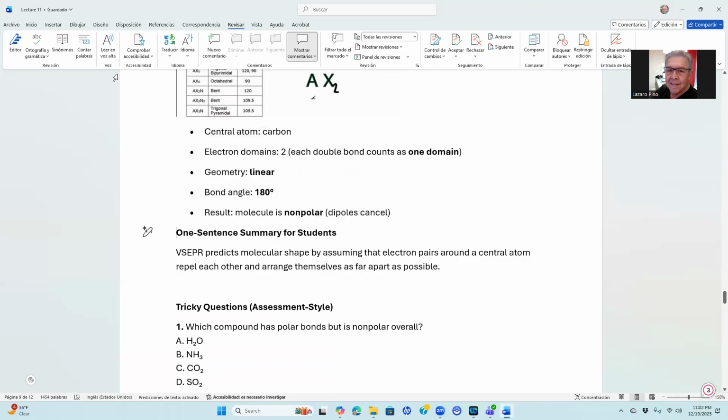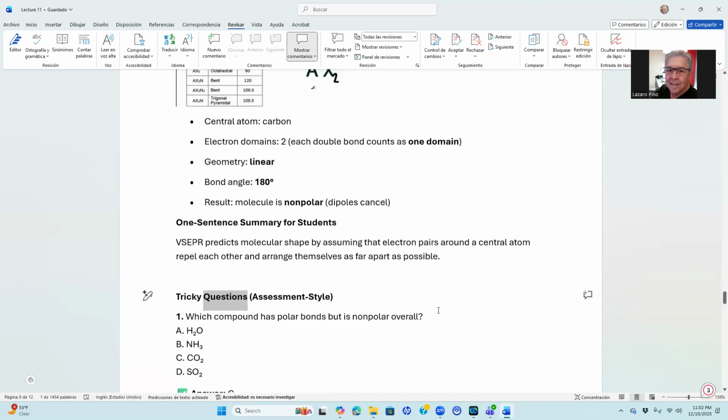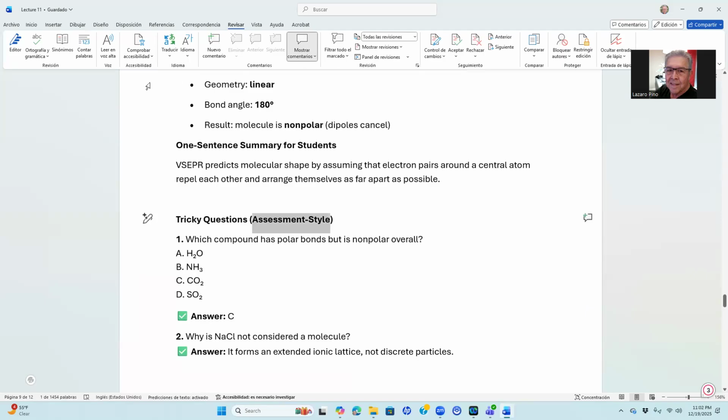Let's go now. One sentence summary for students: VSEPR predicts molecular shape by assuming that electron pairs around a central atom repel each other and arrange themselves as far apart as possible. Tricky questions, assessment style.